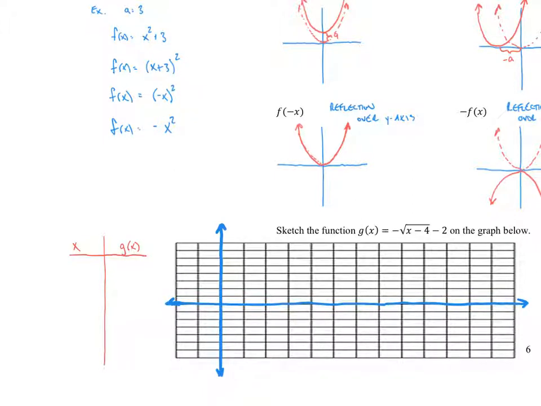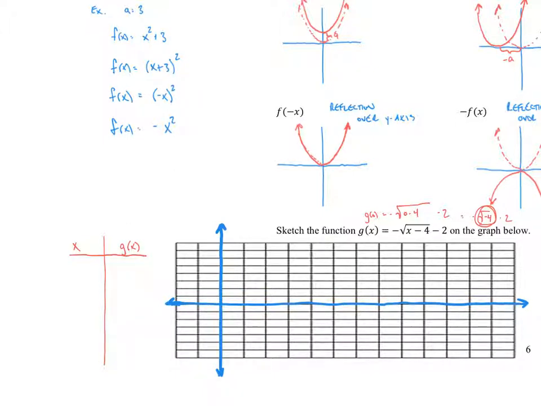I don't want you to write this down. But if we were to do g of 0, we would have negative the square root of 0 minus 4 minus 2. Okay, so that would give us negative the square root of negative 4 minus 2. This is an issue. We can't have that, right? We can't take the square root of a negative number. So because we don't know how to do that, we can't use 0 first. The function does not exist at 0, at least not here on this real number line.